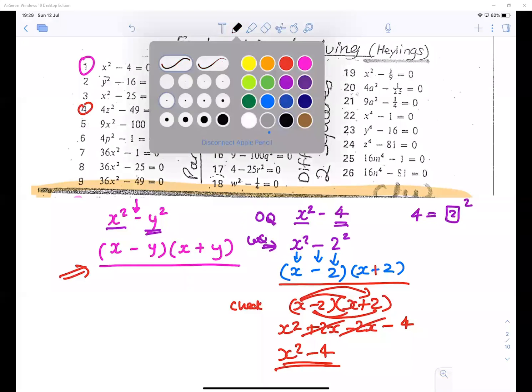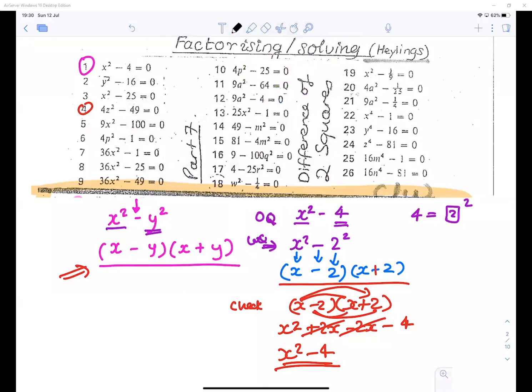So question number 4, we have 4z squared minus 49. When you look at it straight away, you can't see the square numbers in there, but there are two square numbers which are kind of hidden. So how would we rewrite this in the format of x squared minus y squared?